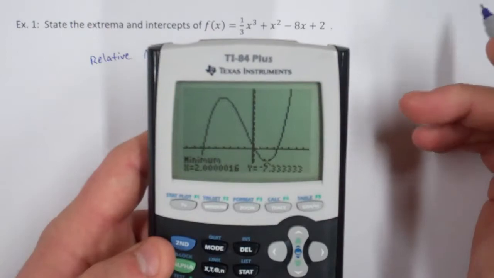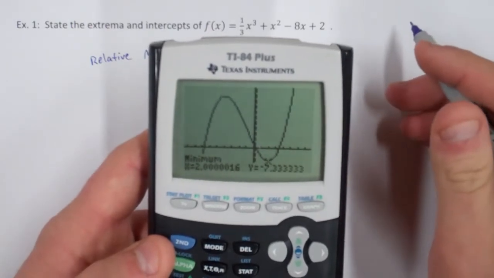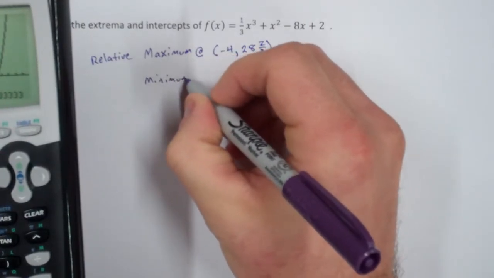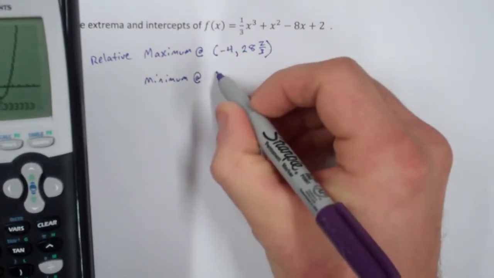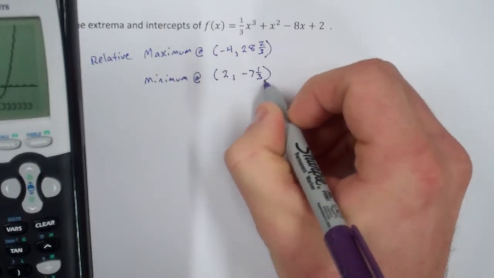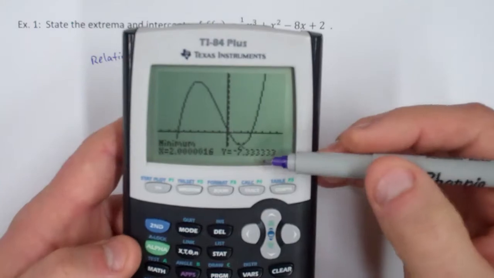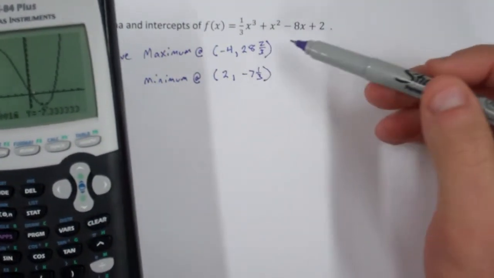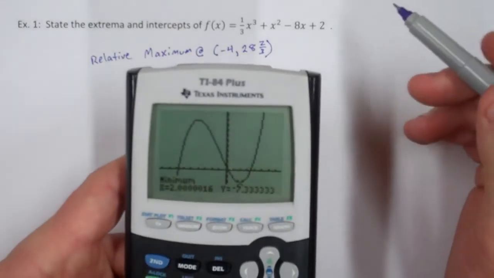The minimum actually occurs for this one at an x value of 2. So let's write this one as a minimum. And the minimum is at 2, negative 7 1/3. You could have also listed this as negative 7.3 repeating, or even changed these into an improper fraction, but for now this is fine. We want to classify this.